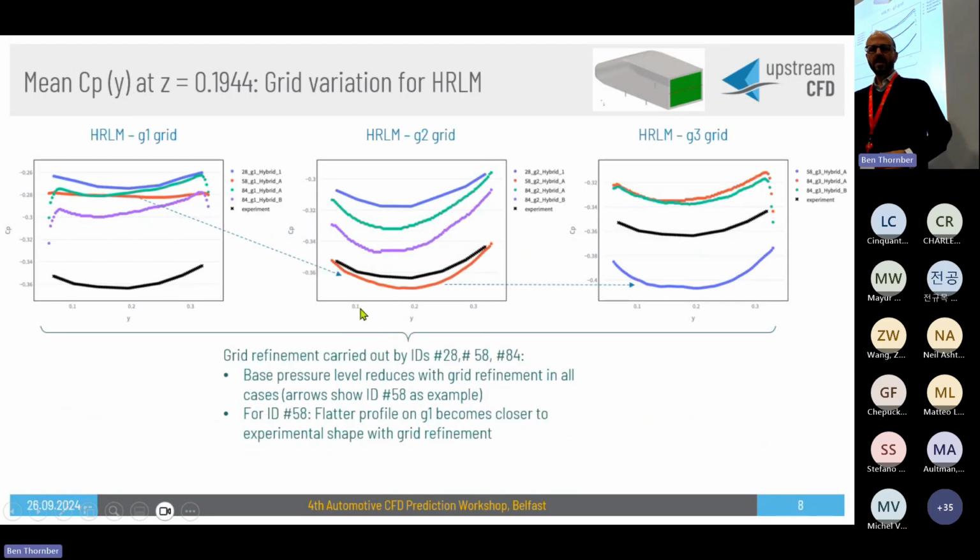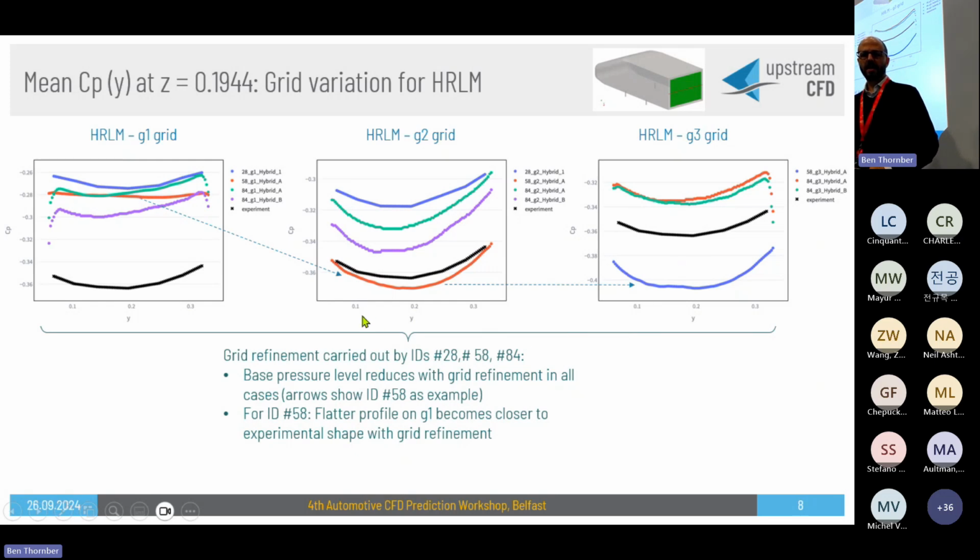So now we look at only hybrid methods and we divide them by grid. We've got the G1, that's the coarsest grid on the left, the G2 and the G3. And there's an example of one contributor with the dotted line, that's contribution number 58. You can see as it progresses from coarse to medium to fine, and unfortunately the color changes, that's just the way it is, that the pressure drops and drops as the grid is refined. And we see that for all of the contributions, which is interesting.